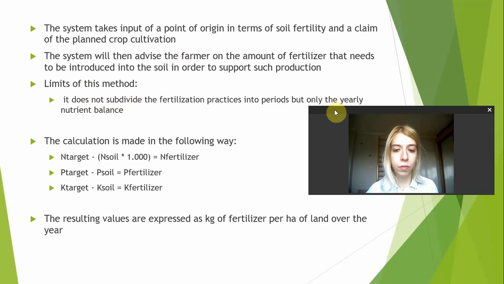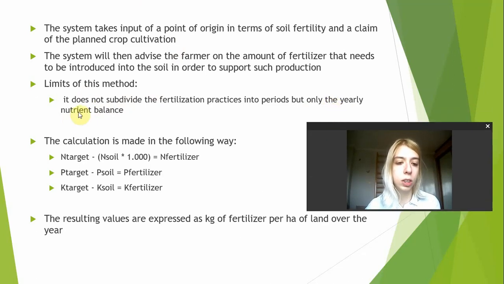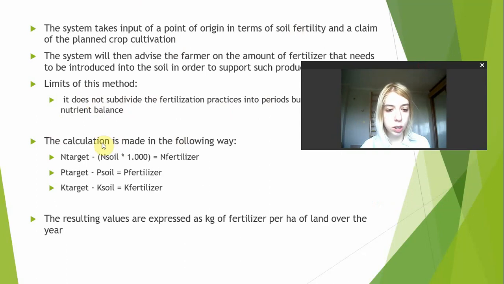The limit of this method is that it does not subdivide the fertilization practices into periods, but only gives the yearly nutrient balance. So this is the calculation made for fertilizers, for nitrogen, phosphorus, and potassium. These are the formulas, and the resulting values are expressed as kilograms of fertilizers per hectare of land over the year.